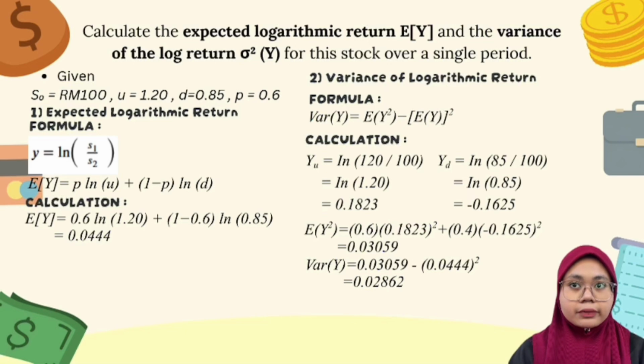Next, I calculate the variance of logarithmic return. The formula of variance of y equals E of y square minus the square of E of y. First, I square both logarithmic returns and multiply each by its probability. After adding both values, I obtain E of y square equals 0.03059. Then I square the expected logarithmic return, which is 0.0444 square, and subtract it from 0.03059. This gives a variance of 0.02862.